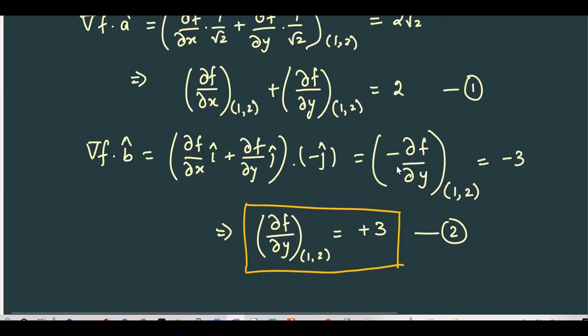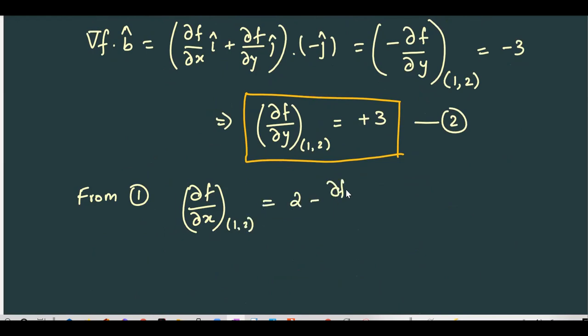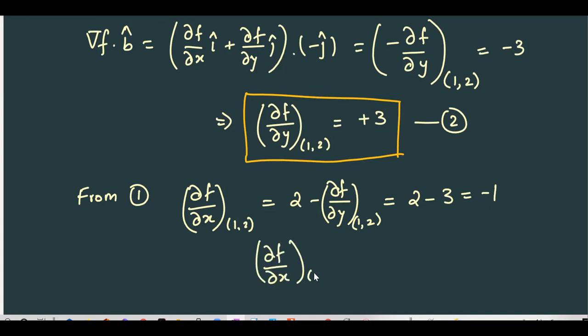So from the first equation, at (1, 2), ∂f/∂y is +3. So ∂f/∂x should be -1. So from 1, ∂f/∂x at (1, 2) is equal to 2 minus ∂f/∂y at (1, 2). So this is 2 minus 3, which is -1. So we got two things: ∂f/∂y we got, and ∂f/∂x we got.